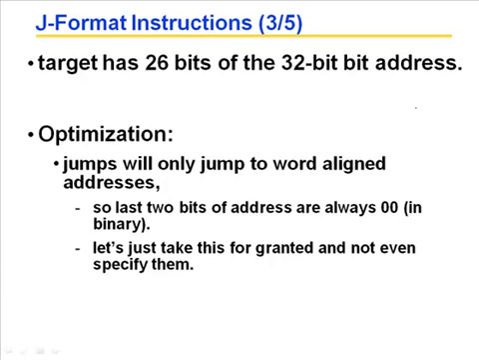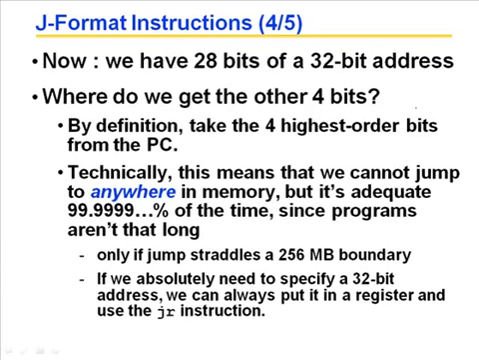So what they do is take it for granted, kind of like the invisible 1 trick we saw earlier with exponents and floating point. They just know there's 2 zeros at the end of it. That's cool. So where do you get the other 4 bits? What they do is take the 4 highest order bits from the program counter.